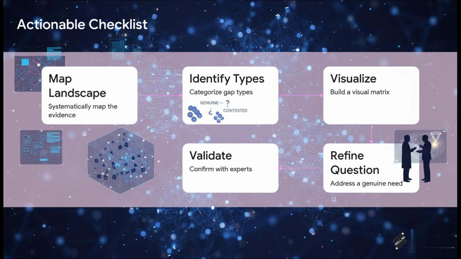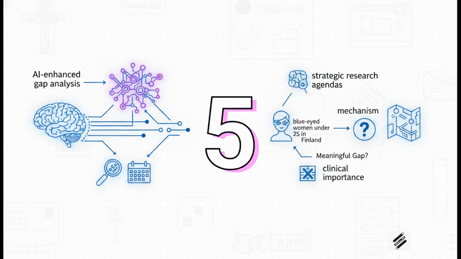AI is fantastic at spotting patterns, but it carries real risks. It can easily hallucinate fake citations or completely fabricate statistics to fill a gap that doesn't actually exist. Always cross-check the AI's output against clinical reality. And while we're on the subject of validation, you have to avoid this massive pitfall, mistaking mere rarity for actual clinical importance. Sure, maybe nobody has ever studied blue-eyed women under 25 in Finland for a highly specific intervention, but is there any actual theoretical reason they would respond differently? If not, that's just trivia, not a meaningful gap.